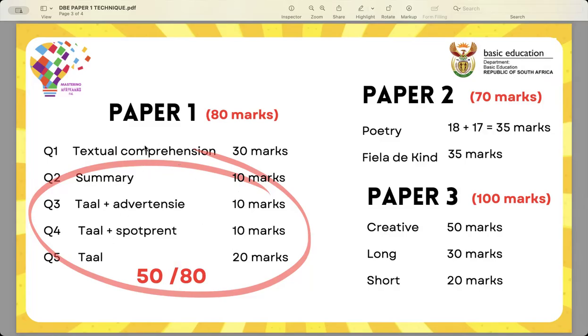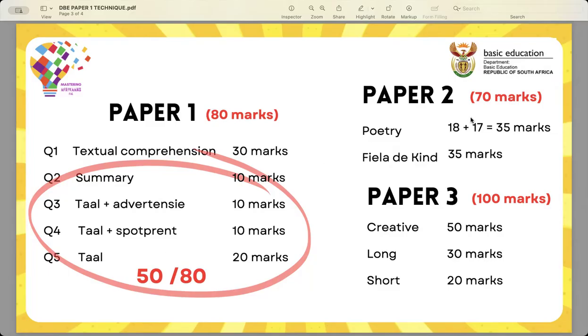Don't worry about the comprehension. Yes, it is important, but it's not vital. It's not the be all and end all. I would rather leave it to the end and run out of time doing my comprehension than run out of time doing my TOL, where you probably could have got better marks.